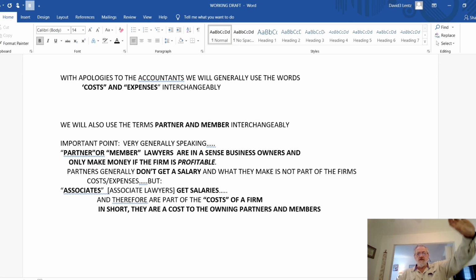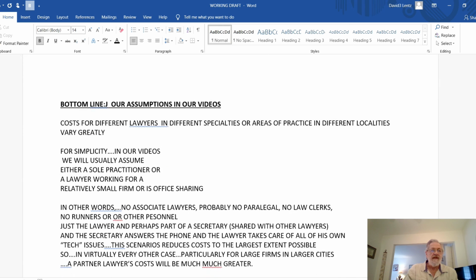Okay, with all apologies to accountants, we're going to use the words costs and expenses interchangeably. Accountants out there might go ballistic over all this, but in terms of the general public, when we say costs, we mean expenses and vice versa. We'll use the terms partner and member interchangeably. You've got to remember the partners and members are business owners and only make money if the firm is profitable, while associate attorneys get salaries and they are part of overhead that the partner members must pay before they can pay themselves a profit.